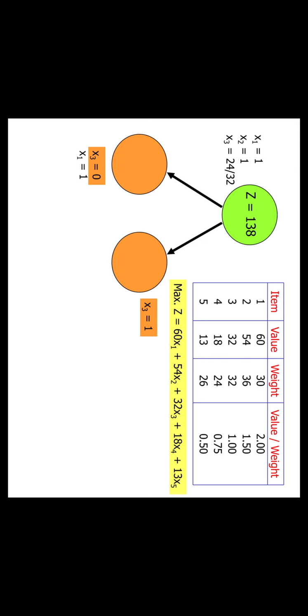And then the next item with the highest value to weight ratio is item number 2. Item number 2 has a weight of 36 pounds. Adding that to your initial weight of 30 pounds would give us 66 pounds, which is still within your 90-pound capacity. Therefore, x sub 2 representing item 2 also gets a value of 1.